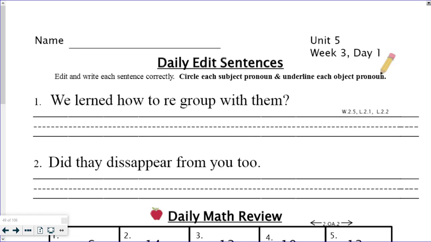Happy Monday. We are on Unit 5, Week 3, Day 1 for our morning work. The directions say edit and write each sentence correctly, circle each subject pronoun, and underline each object pronoun. Remember that a pronoun is a word that takes the place of a noun.